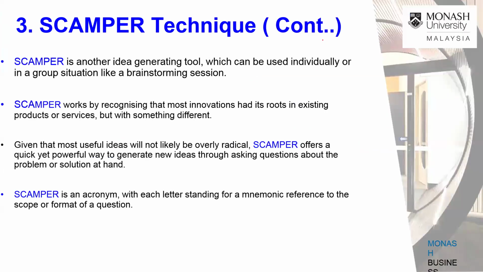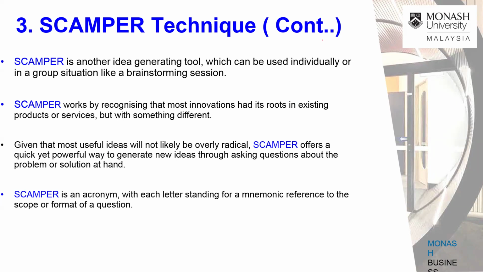The third one, the SCAMPER technique, as I told you, is another idea generating tool, which can be used individually or in group situations like brainstorming sessions. Now you can combine more of those techniques when you are developing the idea after, of course, the market research and the information you already gathered. So SCAMPER works by recognizing that most innovations had their roots in the existing ones, but with something different. Given that most useful ideas will not likely be overly radical, SCAMPER offers a quick yet powerful way to generate new ideas through asking questions about the problems or solutions at hand.